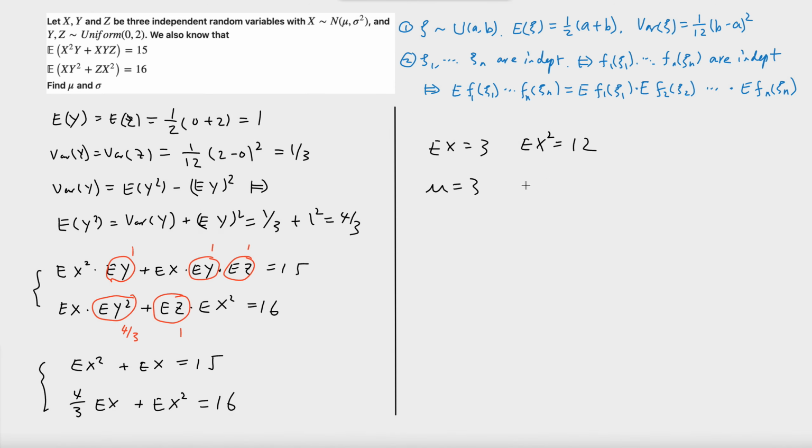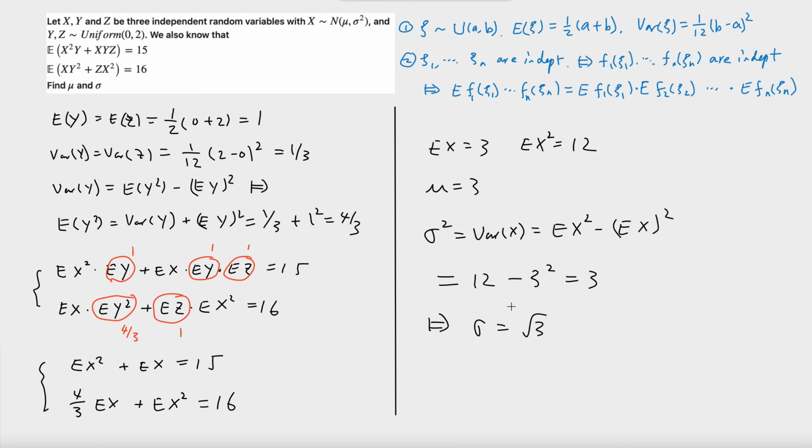Now we also need to compute sigma squared. Sigma squared is equal to the variance of x, which is equal to the expected value of x squared minus the square of the expected value of x. We solved the equations and got E of x squared equal to 12, so this is 12, minus E of x, which is 3, squared, and this is equal to 3. So sigma squared is equal to 3, which implies sigma is equal to the square root of 3. Thank you for watching.